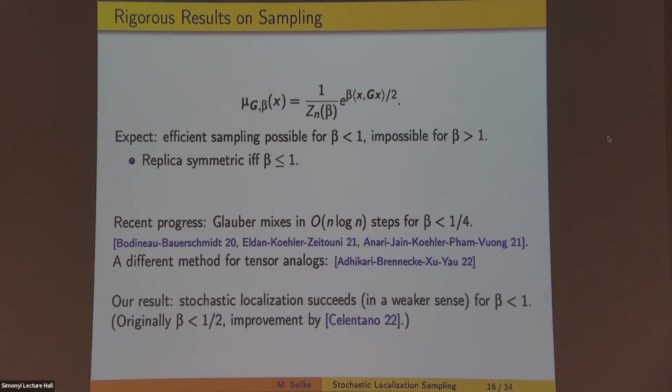What I'll talk about today is how to use stochastic localization for this model. We'll get a sampling algorithm that succeeds in a weaker sense, all the way up to beta less than 1. Actually, originally our result was for beta less than a half. There was a technical improvement that I'll mention by Mark Sellke that made the same algorithm work all the way.